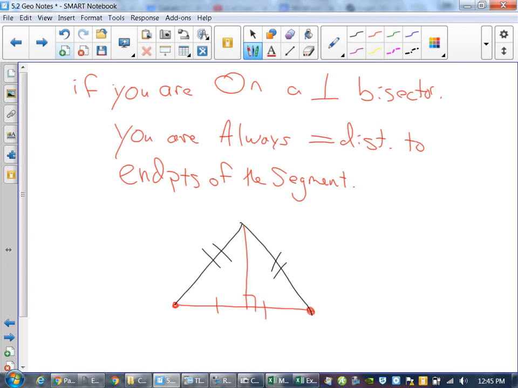No matter where you're on that bisector, because that bisector part, the vertical part that I drew in this case, is always reflexive. It's always congruent to itself. You always get a pair of congruent triangles because of side angle side. You always get those legs congruent because of the corresponding parts. Okay? This is nothing that we have to prove.